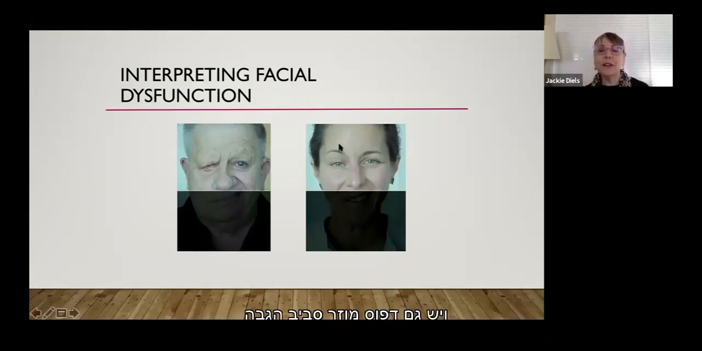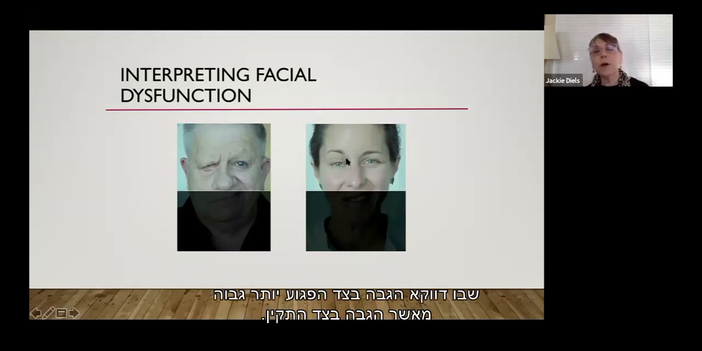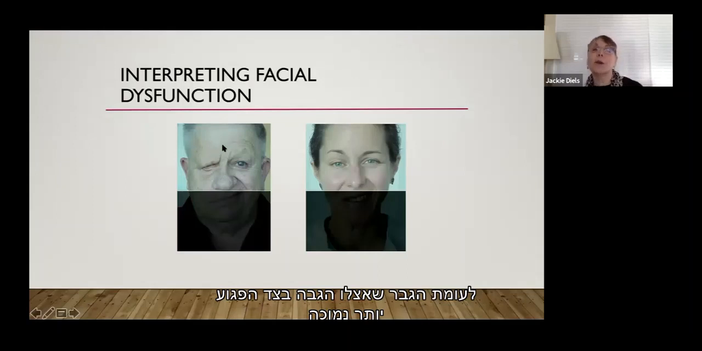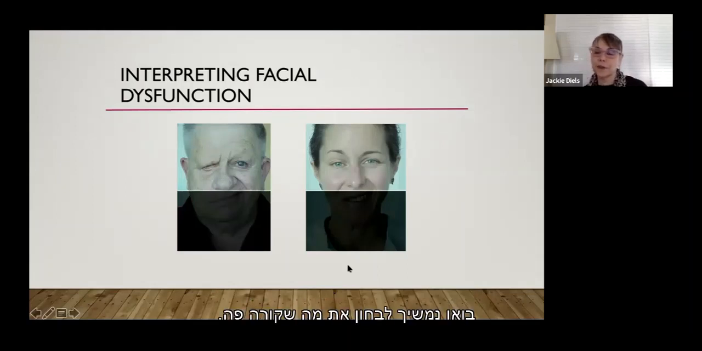And then there's a sort of strange pattern going around the brow, where the affected brow is actually higher than the unaffected brow, as opposed to the gentleman whose affected brow is lower than the unaffected brow. Let's look further.